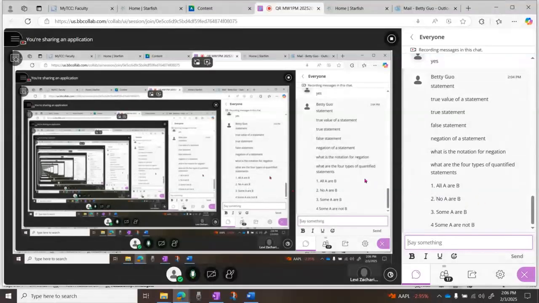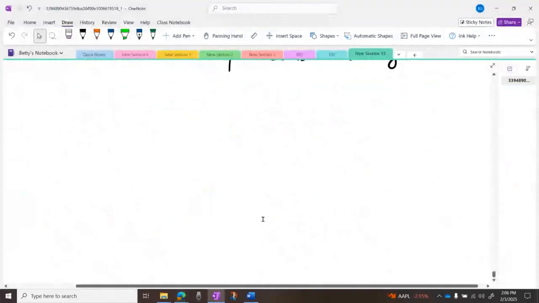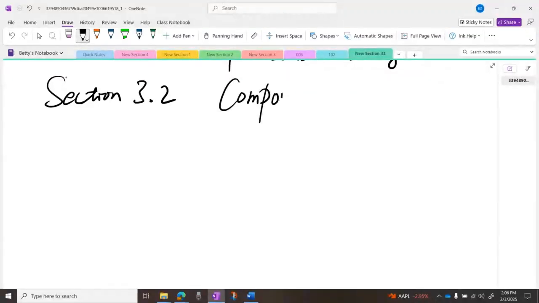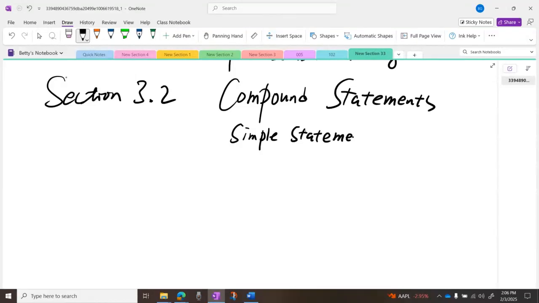All right. Okay, we have 15 minutes. We're going to start section 3.2. What do we do in section 3.2? We're going to talk about compound statements. In order to know what a compound statement is, we want to know what a simple statement is.